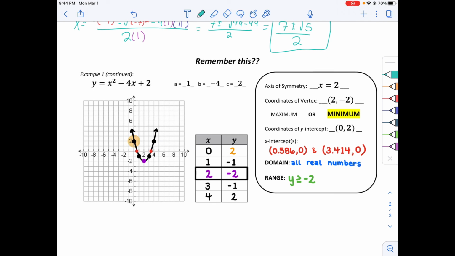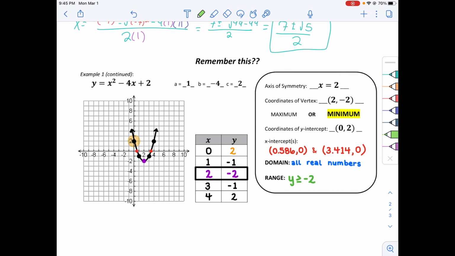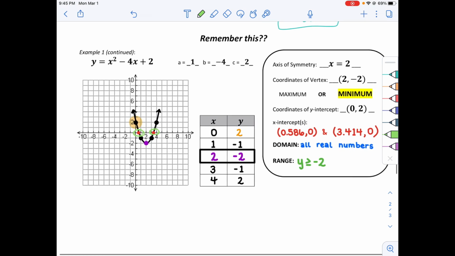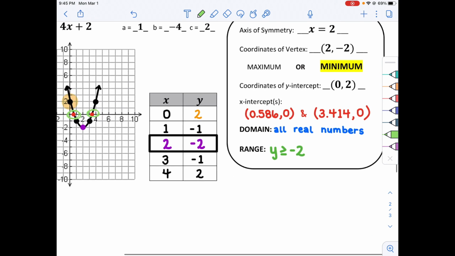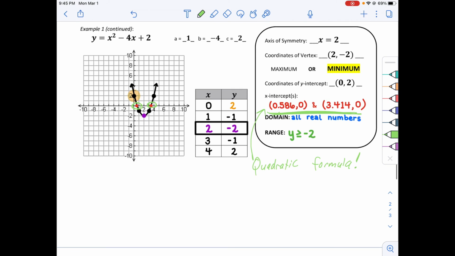Okay? So, do we remember this? This is an example from a while ago, right? And I just had us estimate these x-intercepts because it didn't cross at a perfect number. All right? So, where do these decimals come from, then, for these x-intercepts? They come from the quadratic formula. So, big aha moment here. What we're finding when we use the quadratic formula is the x-intercepts.